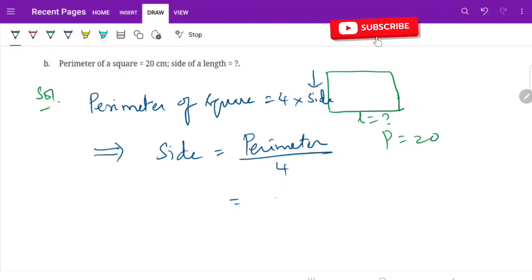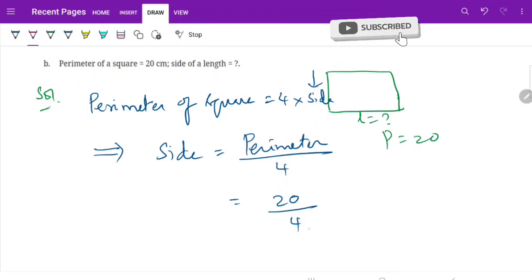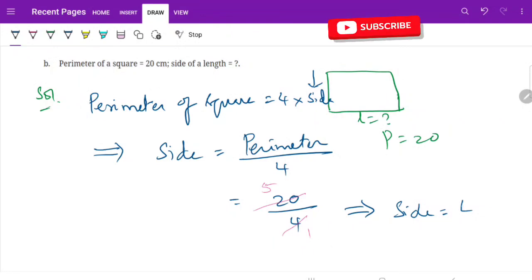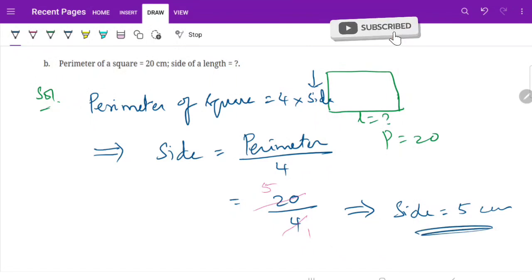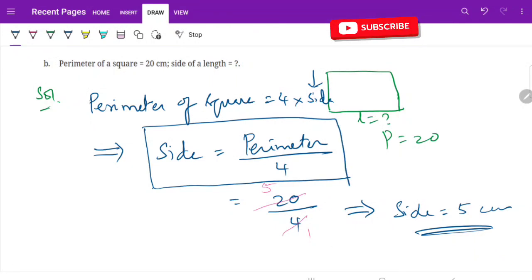So we write the values here. Perimeter is 20 divided by 4. Now you can divide directly using the multiplication table. 4 fives are 20. So side of the square is equal to 5 centimeter. This is the answer. So you have to remember this formula. What is the side of the square? Side of the square is equal to perimeter by 4.